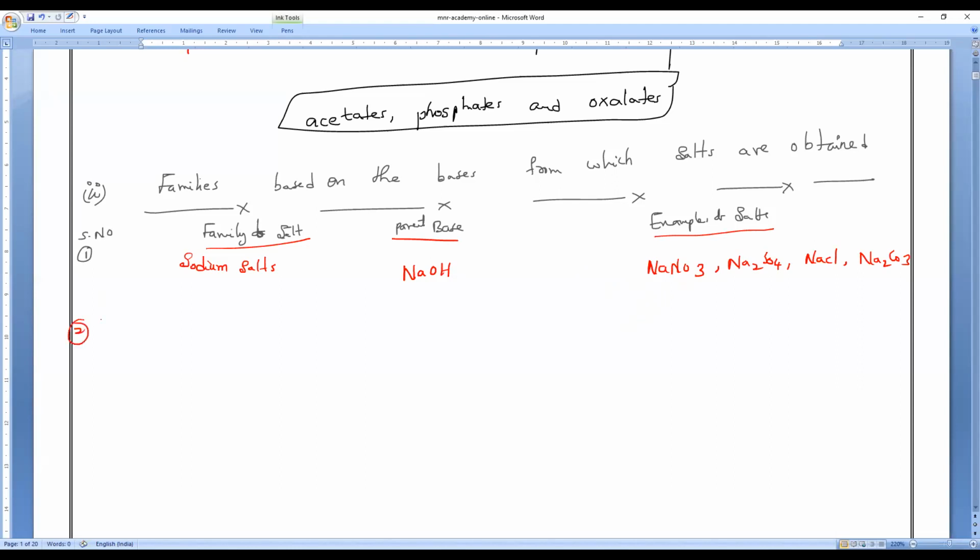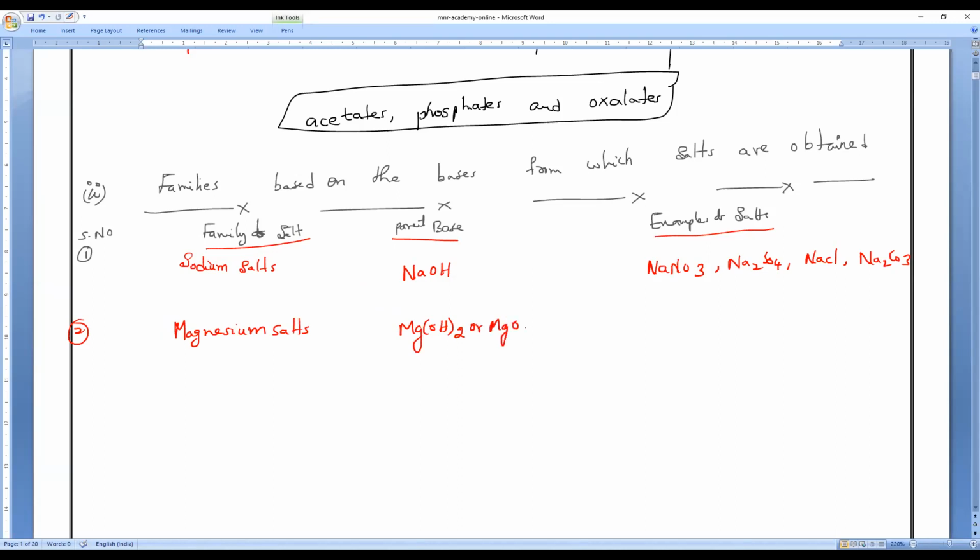So second family, magnesium salts. Now look into the above tabular column and tell me wherever you are getting magnesium salts. You should speak fast now because the matter is already there with you. So magnesium salts, what is the base we are using? Two bases we can use. What are the two bases? Mg(OH)2 or MgO.